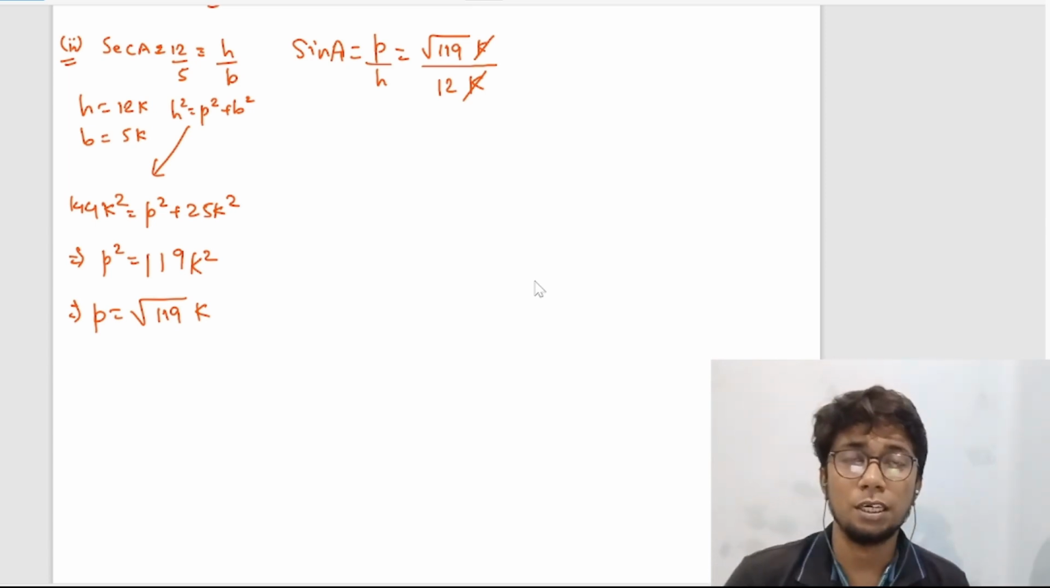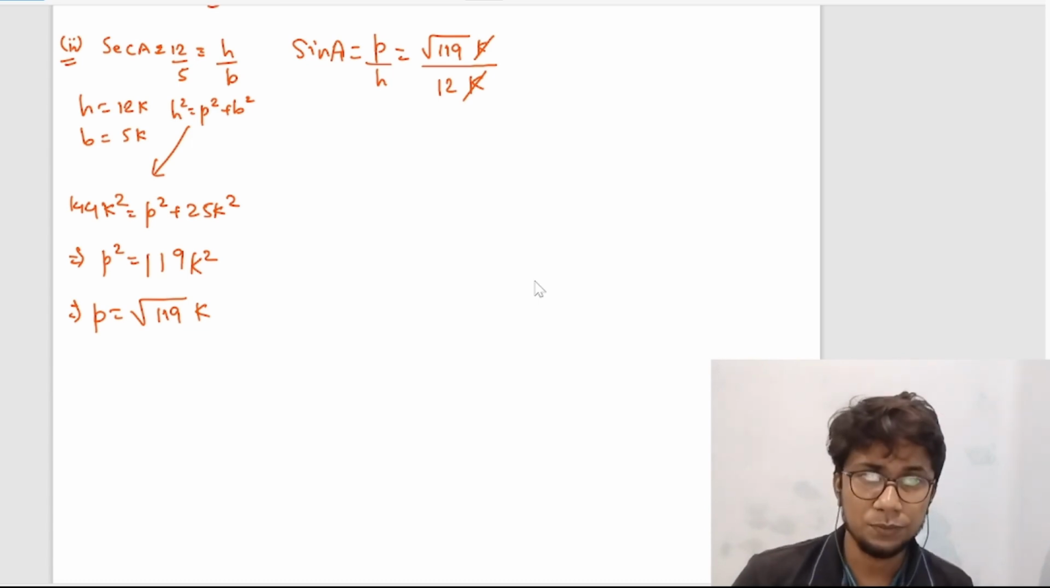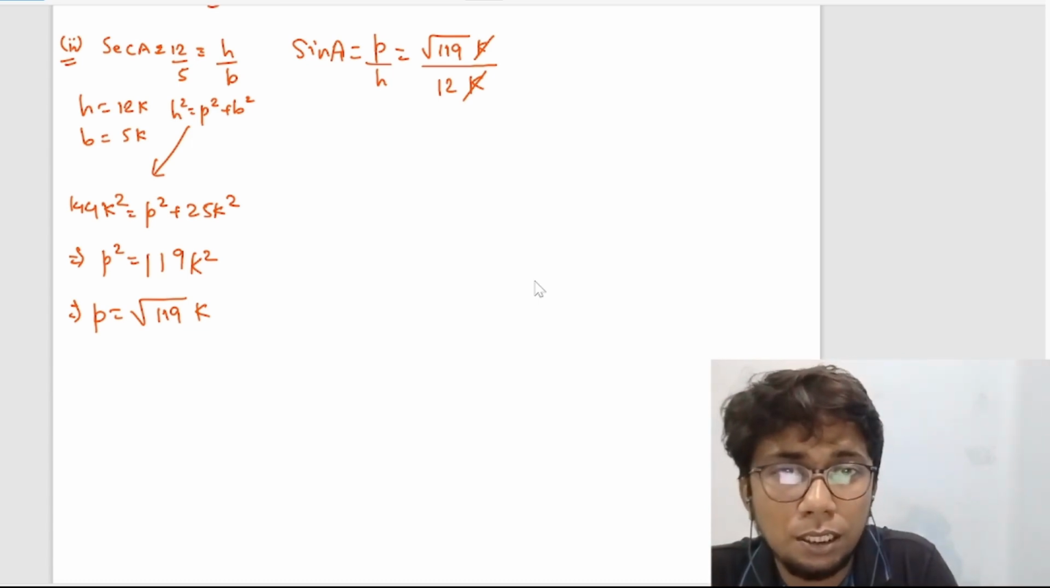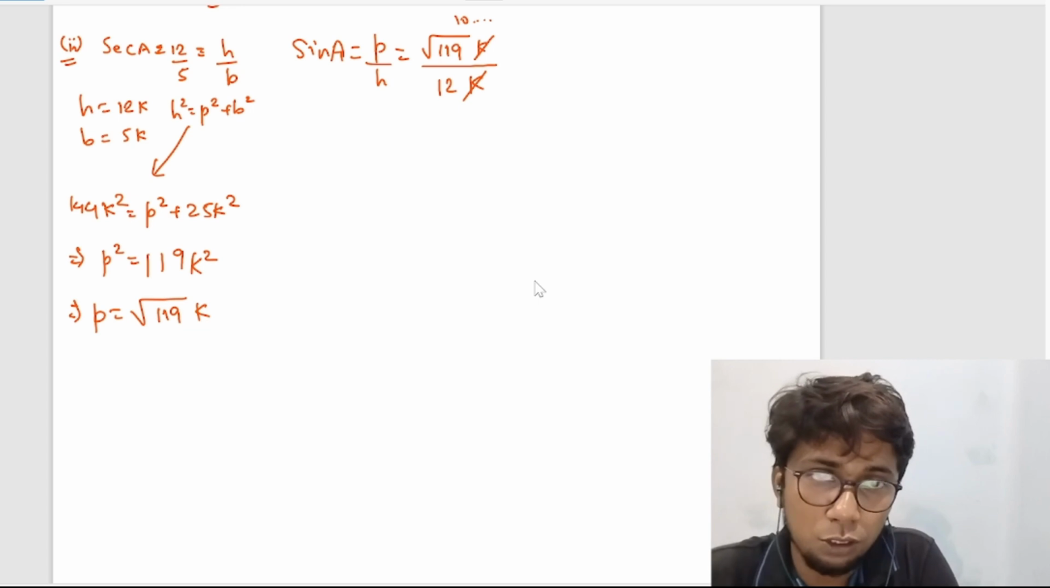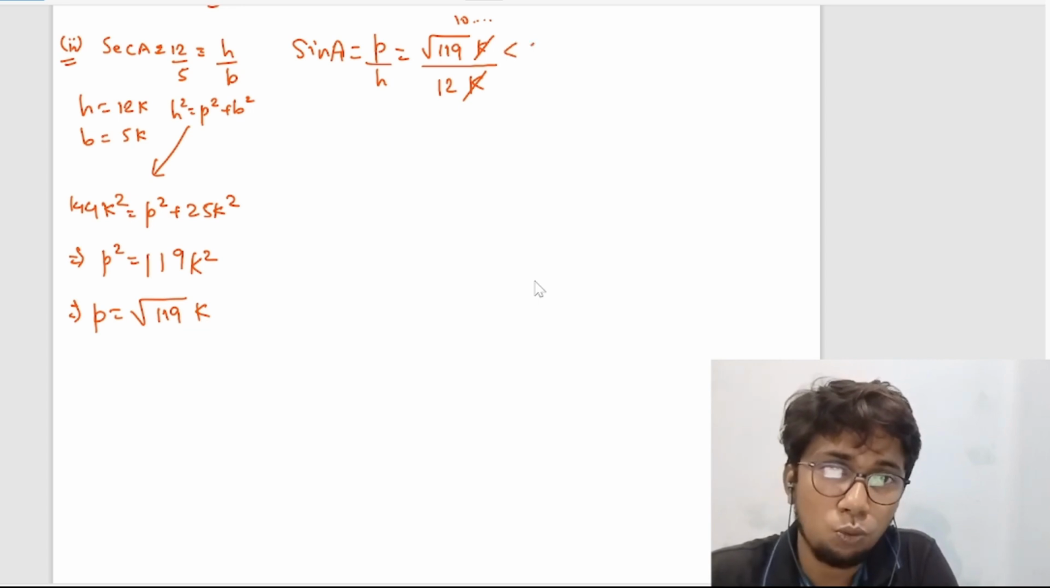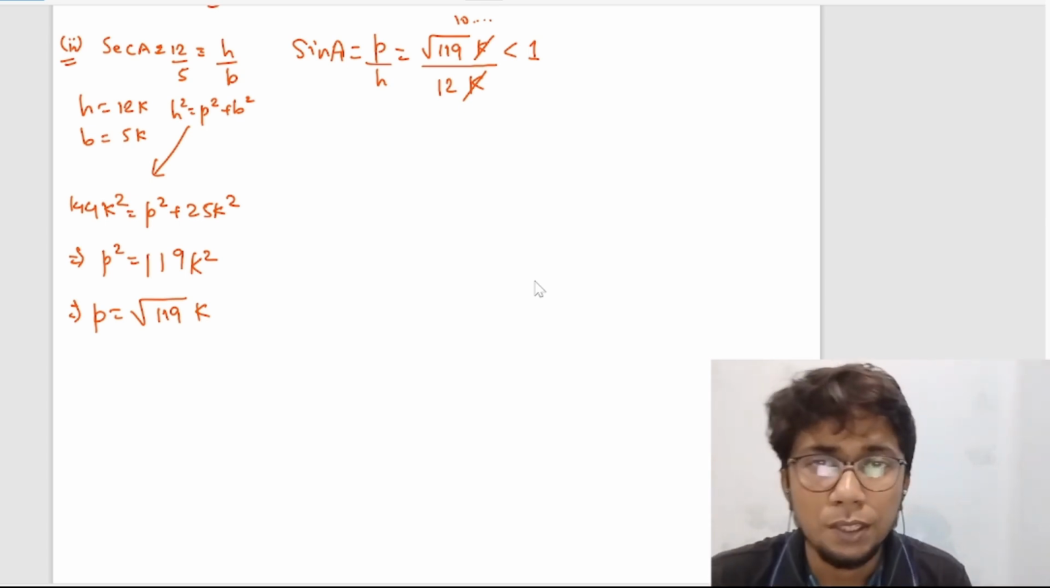See, this 119 under root 119 will be 10 point something. Fine. And this, it will be 10 point something. That means the overall value of sin A will be less than 1. It is not going to be greater than 1. That is fine, right?